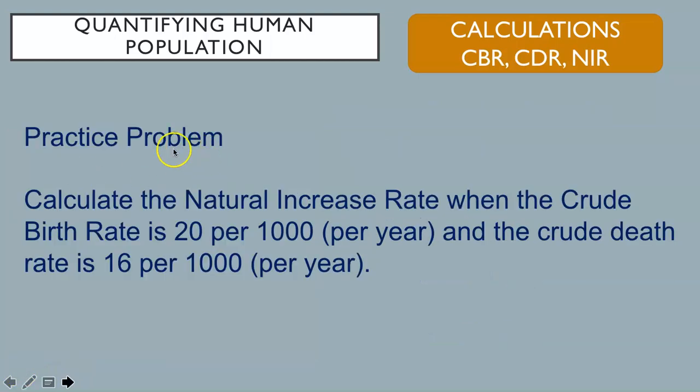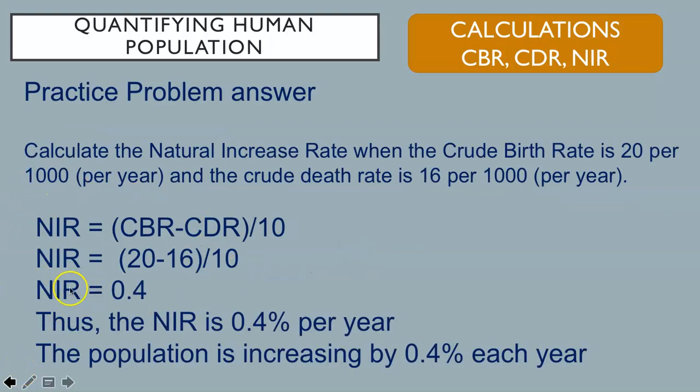Complete this practice problem. Calculate the natural increase rate when the crude birth rate is 20 per thousand per year, and the crude death rate is 16 per thousand per year. Stop the movie and work out the calculation. Here are the workings for this practice problem. Note that this means that the population is increasing by 4.4% each year.